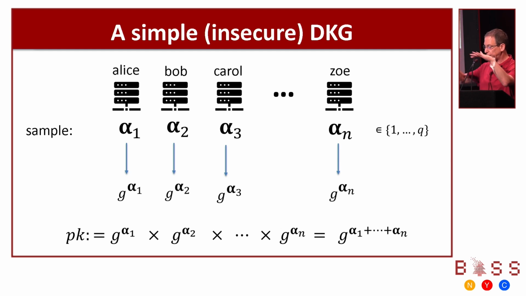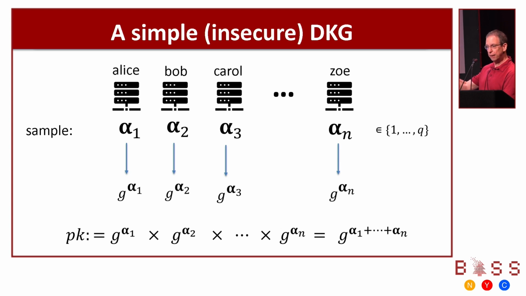So you can see the secret keys are the alpha i's, and we have one public key, which is g to the power of the sum of all the alpha i's. This is a very natural way to generate a public key. Unfortunately, this is completely insecure. Completely insecure. You should never, ever, ever do this. So why is this insecure? I could pause and see if anybody can come up with the attack, but let me just show you the attack.